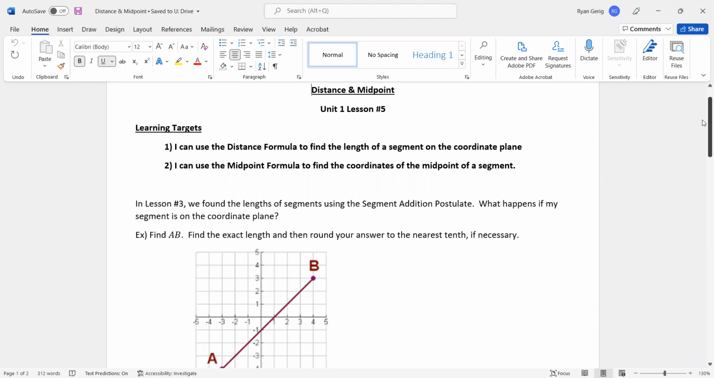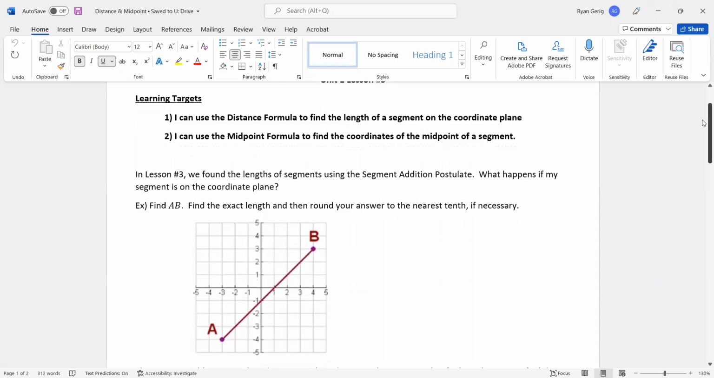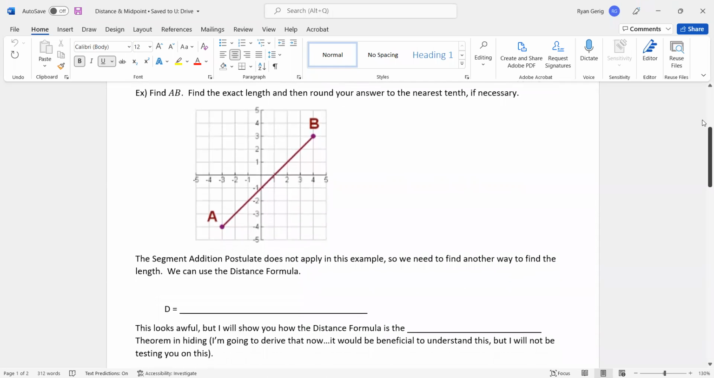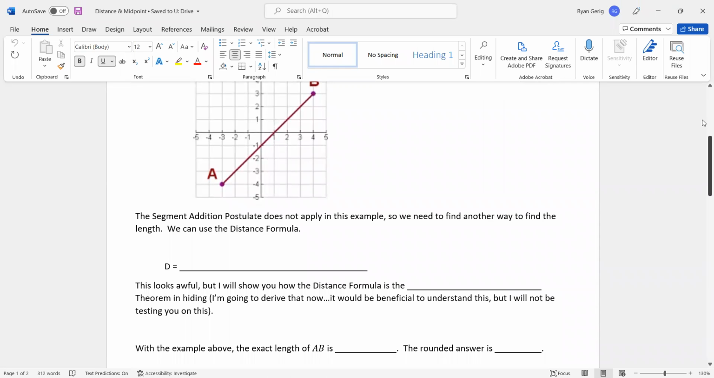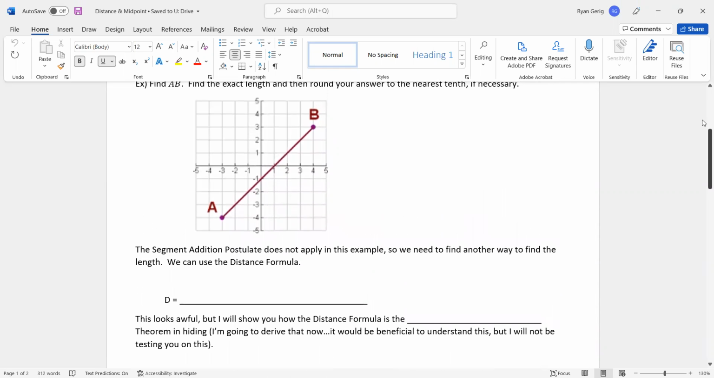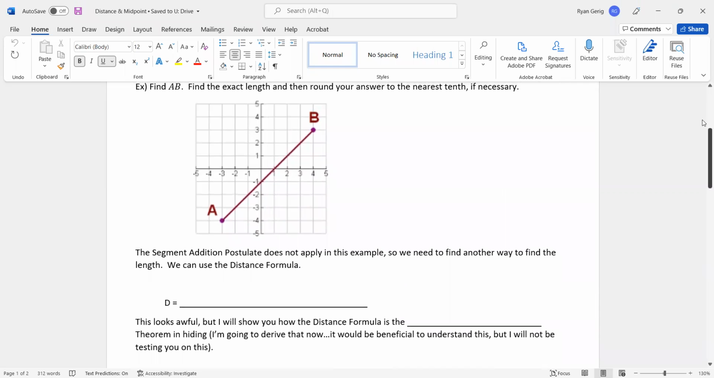So in lesson 3, we found the lengths of segments using the segment addition postulate. What happens if that segment is on the coordinate plane? And maybe, for example, the first example, it's not horizontal or vertical. Okay, you're going to have to find another way. So what we're doing here is finding the exact length of AB and rounding it to the nearest tenth. Okay, the segment addition postulate does not apply in this example. So we need another way to find this out.